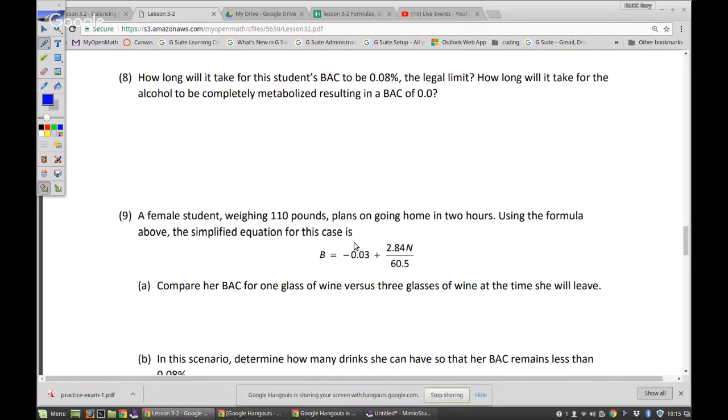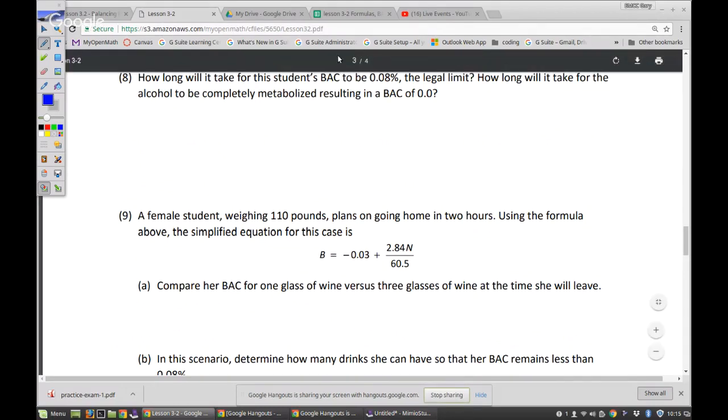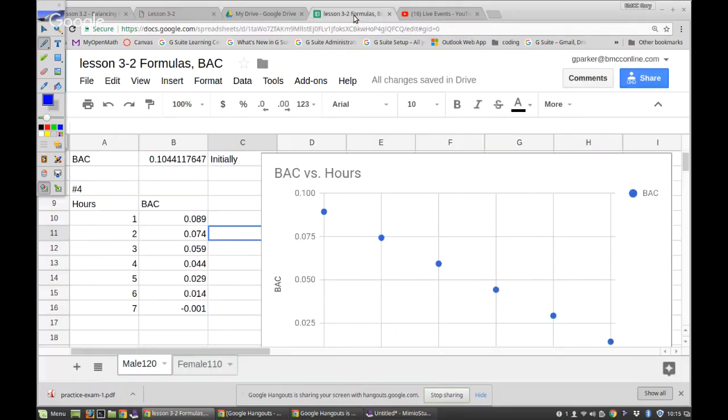So I'm going to do that in 2 different ways. One way is by using the spreadsheet. I can see it's 0.089 at 1 hour. At 2 hours, it's 0.074. So somewhere in between 1 and 2 hours. I can approximate the answer and say it's maybe an hour and a half based on my table. So that's one possible answer you could write down.